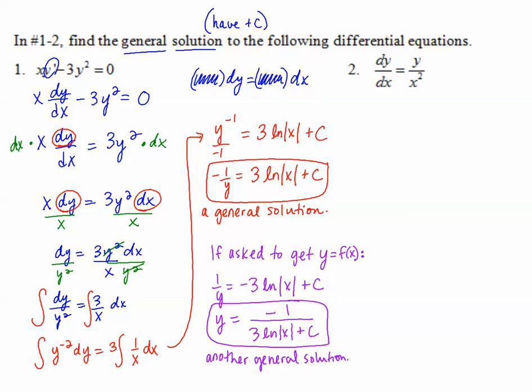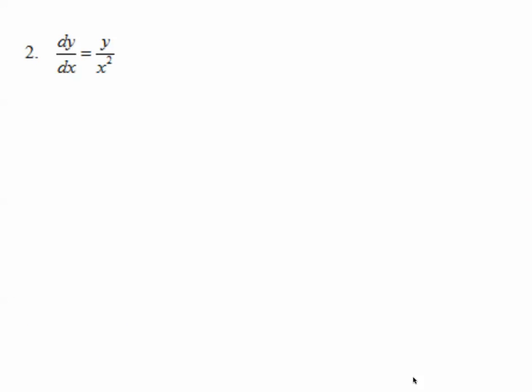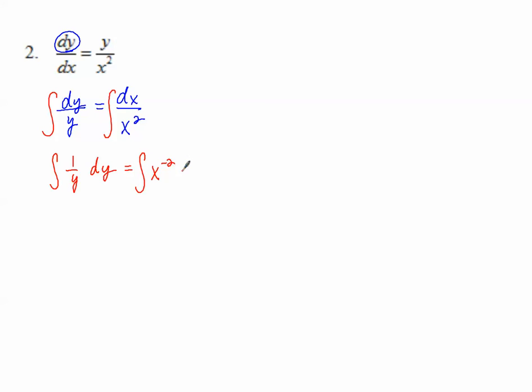Let's try another one. I've moved to where I have a little bit more room to work on this second one. Let's start by separating our variables. So I see dy is on top, therefore I want to get the y over here. So dy over y by dividing by y. I want the dx to move to the other side because it's on the bottom. So I multiply by dx and get dx over x squared. Now I'm ready to integrate. Well, I may want to rewrite this a little bit differently, like this, the integral of 1 over y dy, and the integral of x to the negative 2 dx.